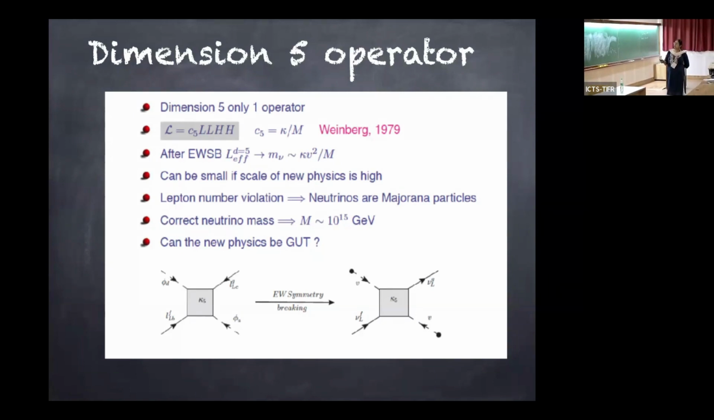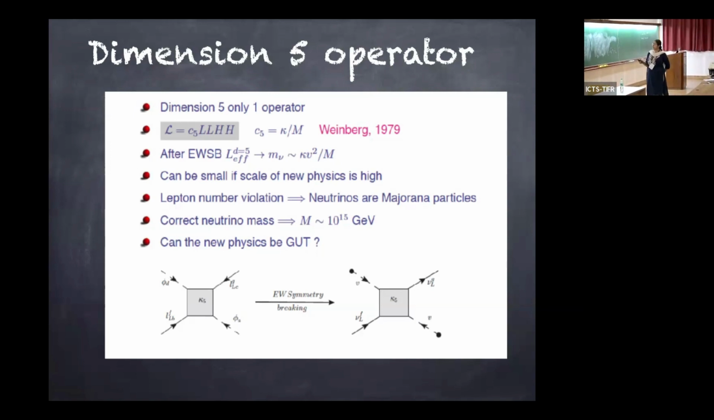So what happens is that after electroweak symmetry breaking, this H gets a vev, and then the neutrino mass is of the order of kappa v squared by m. This C5 is kappa by m, and m is the scale of the new physics, and if m is high, then you can have a naturally small neutrino mass. So this is a natural way of generating neutrino mass.